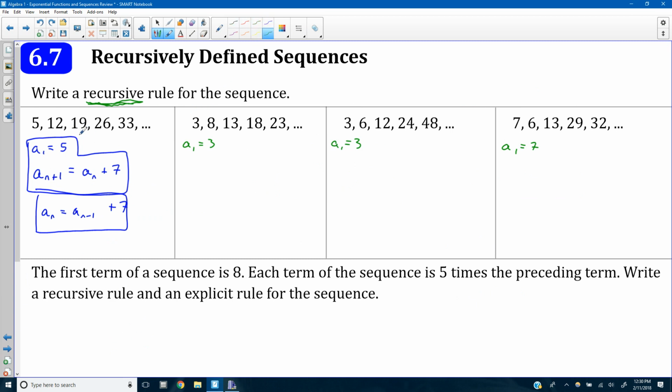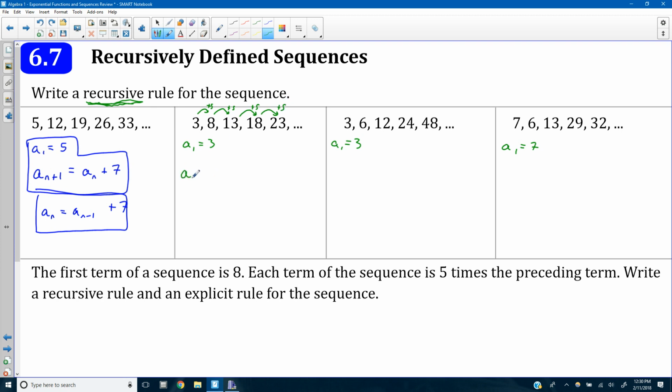Okay, that was an arithmetic sequence, and that had that rule. I was adding 7 each time. Okay, this one looks like more of the same. It looks like we're adding 5 plus 5 plus 5 plus 5 plus 5. Also an arithmetic sequence.